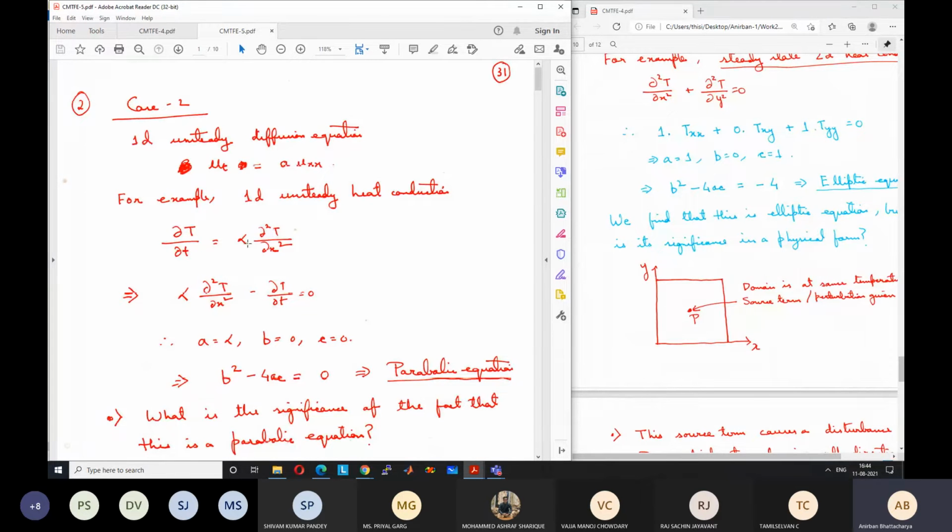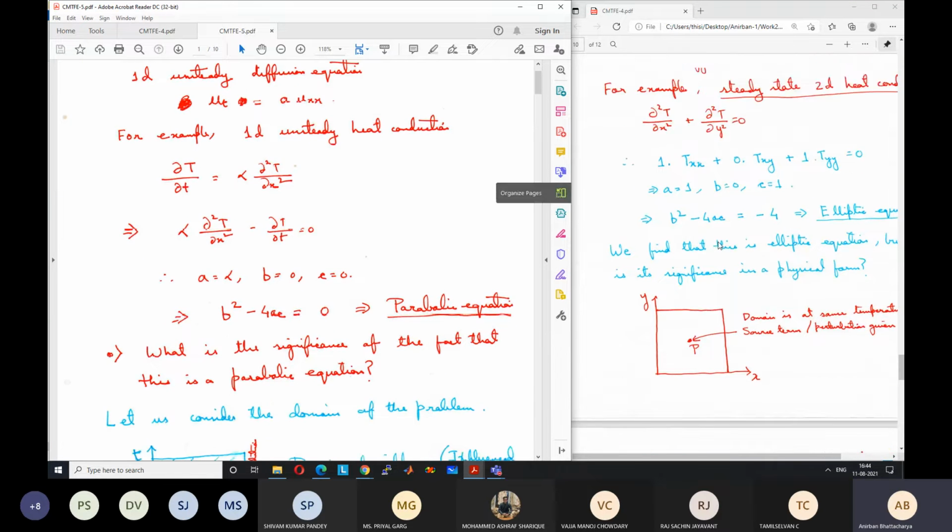Del T del t is equal to alpha del square T del x square, where alpha is the diffusivity, small t is the time, and x is the x coordinate. It is one dimensional because there is only one spatial direction. But there are two independent variables because there is a temporal direction also, the time direction. So two independent variables, time and space x, and temperature T is dependent on both of these independent variables.